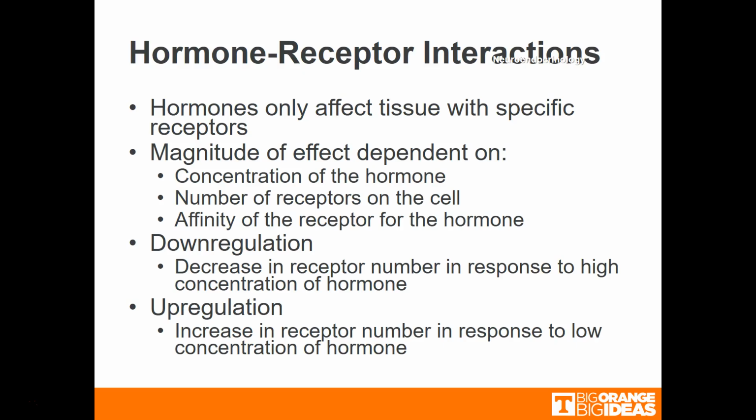So, just a little brief background on the interactions between hormones and their receptors. Hormones only affect tissues with specific receptors. So, hormones do not affect every tissue in the body. They are very specific to tissues that have their specific receptors. And there are a couple things that influence how strongly or how effectively the hormones act.